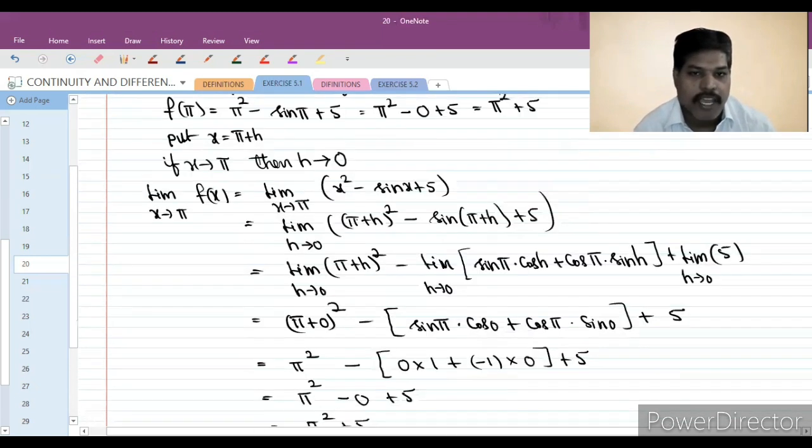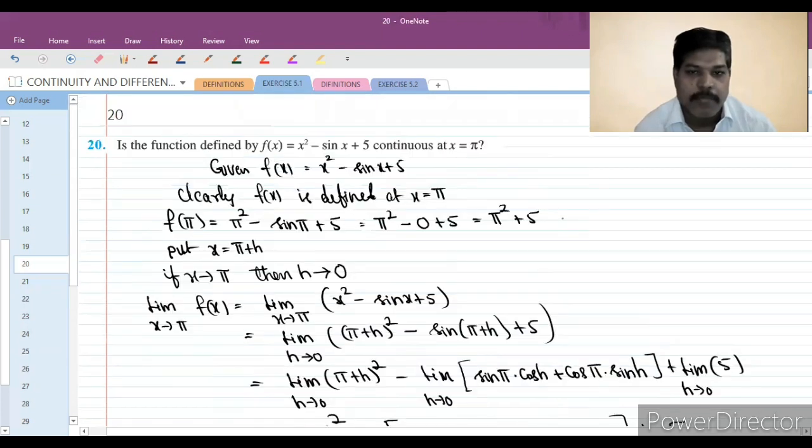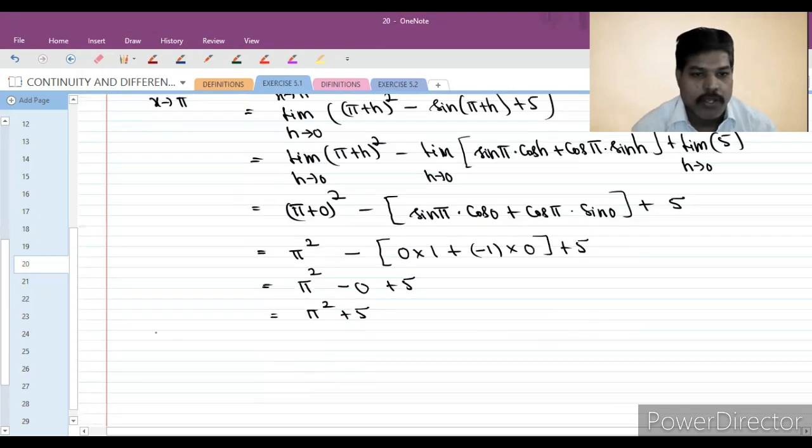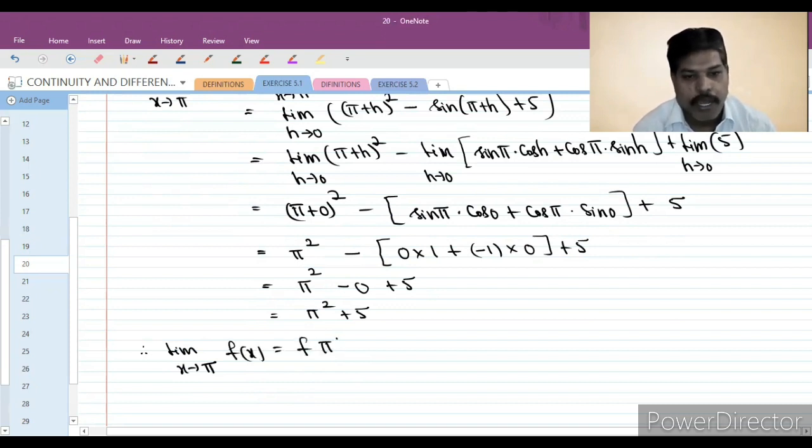So what is f of pi? f of pi is nothing but pi square plus 5, and the limit x tends to pi of f of x is also pi square plus 5. So we can conclude that limit x tends to pi of f of x is equal to f of pi. Therefore f of x is continuous at x equal to pi.